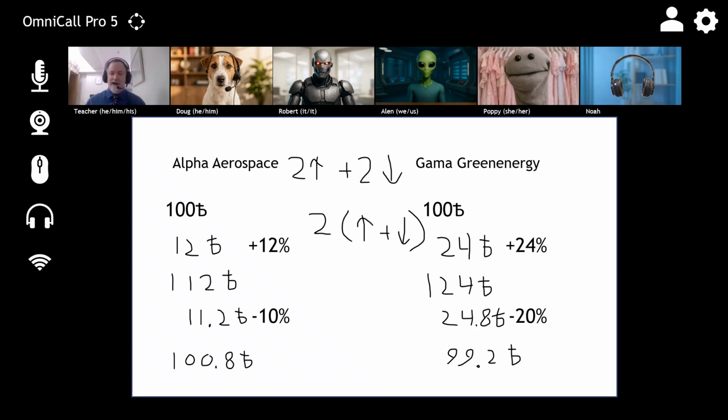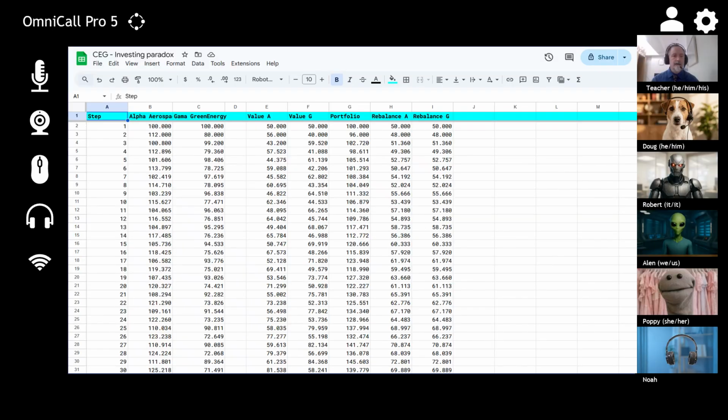This one's a little bit more complex, so I have it in a workbook. Let me share my screen. Okay, here in column B, we have Alpha Aerospace. And you see that is going up, then down, then up, then down, then up, then down. 100 goes to 112, 112 goes to 100.8, and then up and down from there. At the end, if we do this every day for 30 days, we will have 125 bucks.